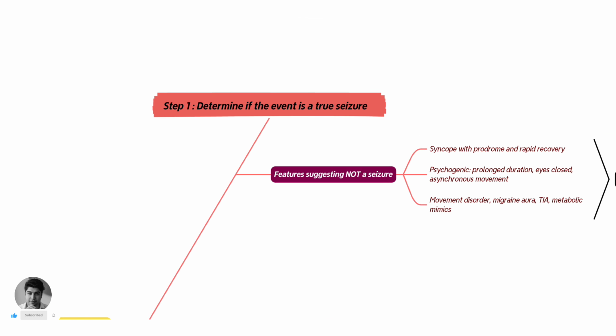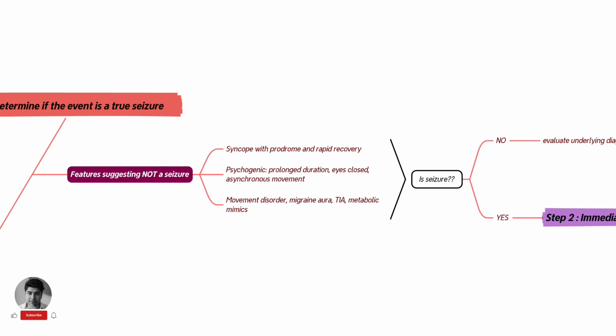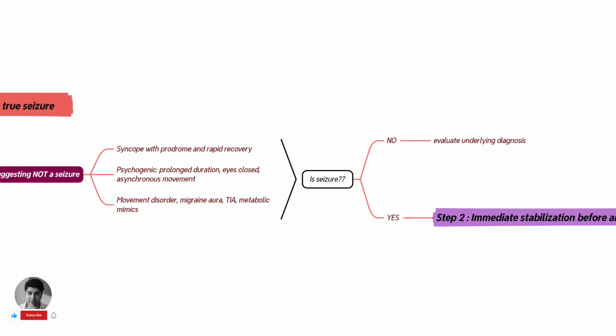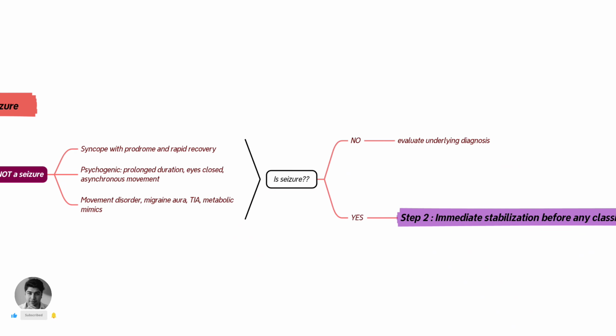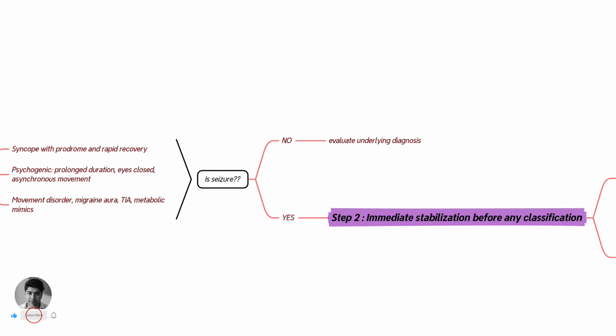Let's break down the chart exactly as it's structured. Section 1 from the chart: seizure versus non-seizure. Before labeling anything, we verify. Syncope with prodrome, psychogenic events with irregular movements and closed eyes, metabolic collapse, TIAs, all can mimic seizures. True seizures start abruptly, have rhythmic movements, and end with a real postictal period. The witness report in our case supports a real seizure. Which means we move immediately to stabilization, exactly as the chart directs.